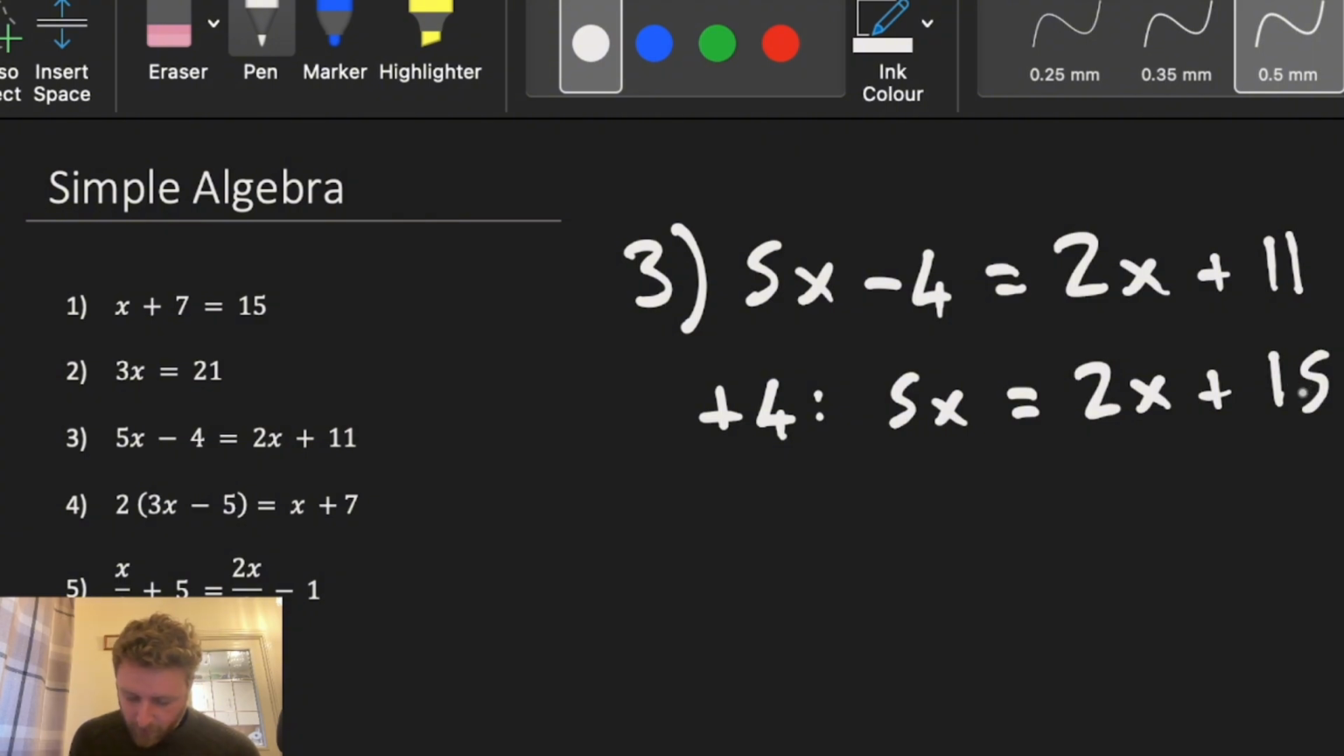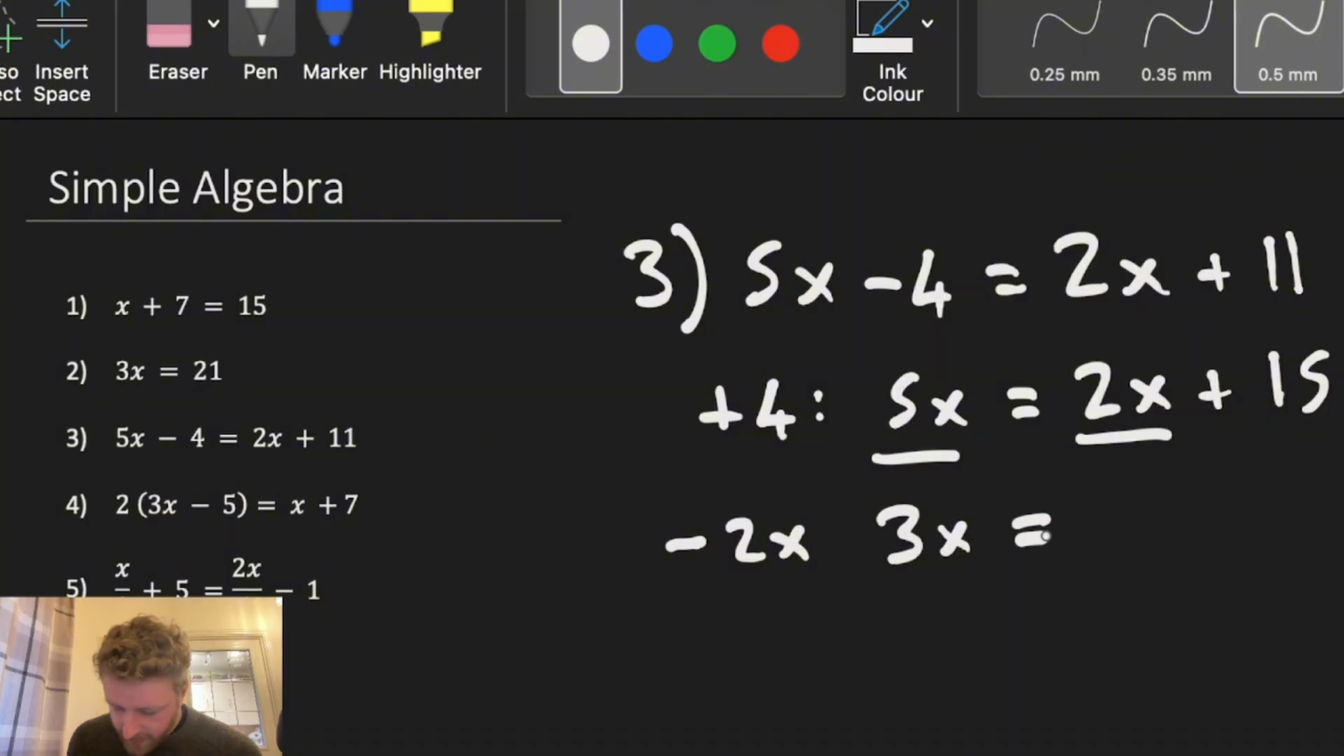Then what else can we do? Well, we can take 2x away from both sides, because we see we have a 2x on this side and a 5x on this side. So minus 2x. So we have 3x, because 5 minus 2 is 3, is equal to 0 x's, so we don't have to write anything, plus 15. So 3x is equal to 15. And finally, that gives us our last one. We can divide by 3. So if we divide both sides by 3, we'll have x is equal to 5.